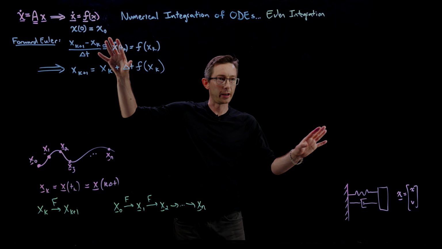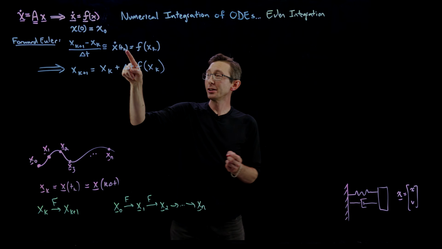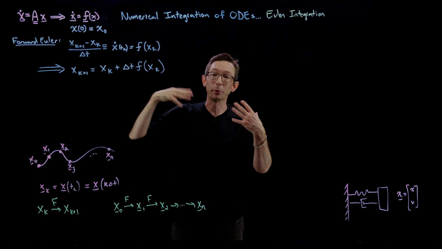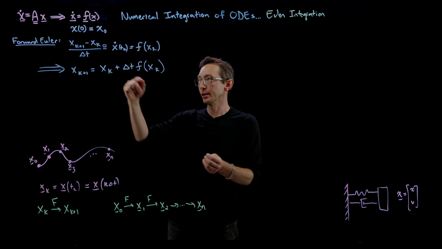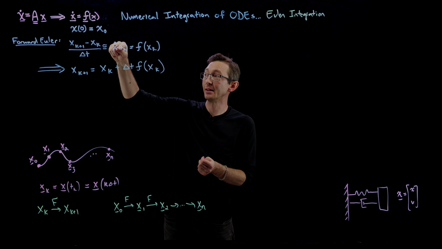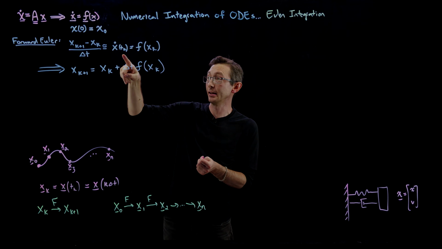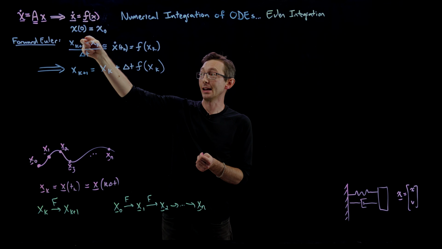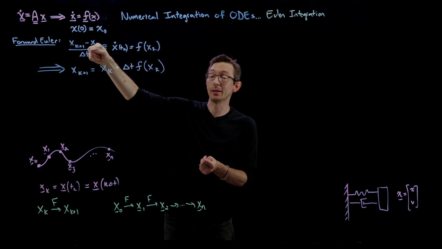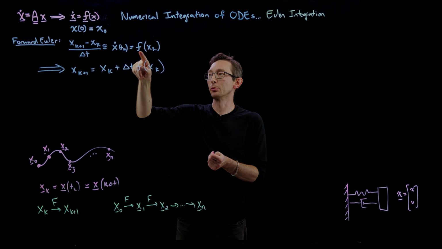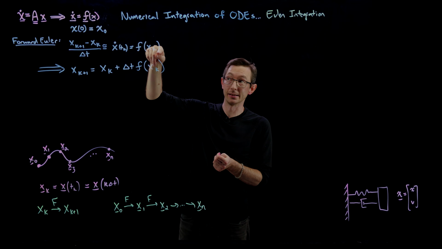Okay, so I erased everything, and I rewrote my forward Euler here, and I changed my notation a little. I want you to get really comfortable with the subscript notation, because this is how all numerical schemes are written. I approximated my derivative x dot at time tk as x at time k plus 1 minus x at time k, divided by delta t. And of course that equals, since it's x dot at time tk, f of x at time k.